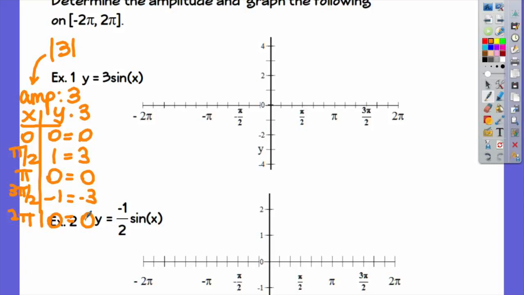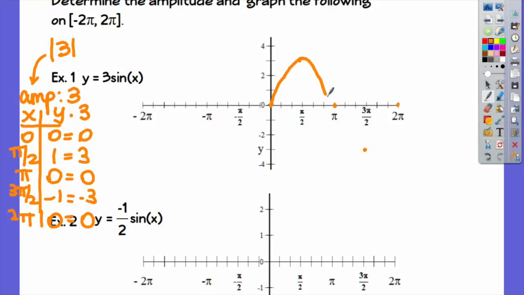0, 0. Pi over 2, 3. Pi, 0. 3 pi over 2, negative 3. 2 pi, 0. I also like the table because when you graph this, you can kind of see a pattern. If you ever have to extend it beyond just 0 to pi, it kind of repeats the same pattern over and over again. Okay? And also, if it turns out to be kind of funky, then I might know where you made your mistake.